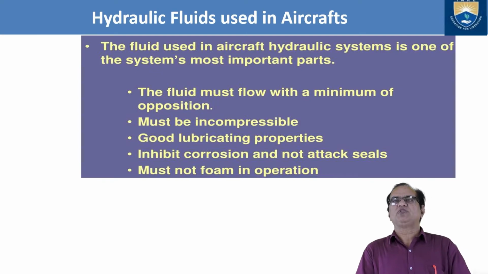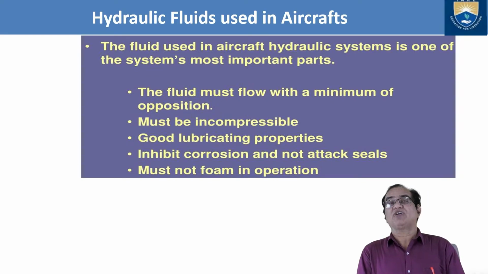Now, hydraulic fluid used in aircraft. The fluid used in an aircraft hydraulic system is one of the system's most important parts. The fluid must flow with a minimum of opposition, meaning there should be a sufficient amount of viscosity, must be incompressible, have good lubricating properties, inhibit corrosion, not attack seals, and must not foam in operation. So these are the properties which any hydraulic fluid should have.